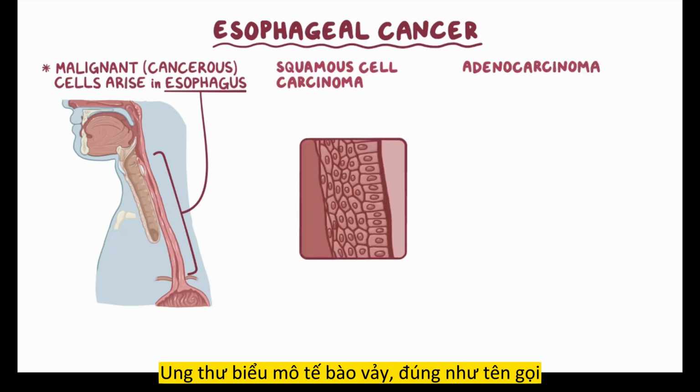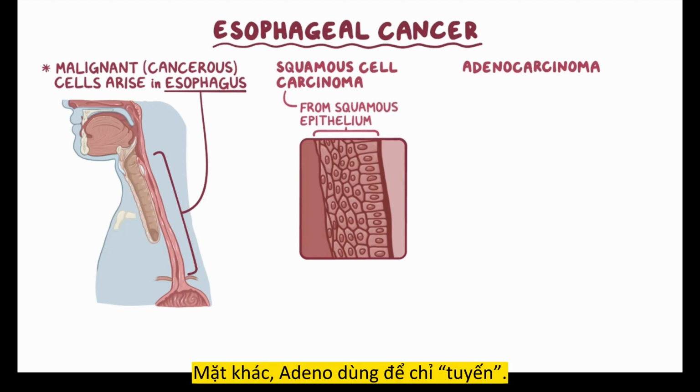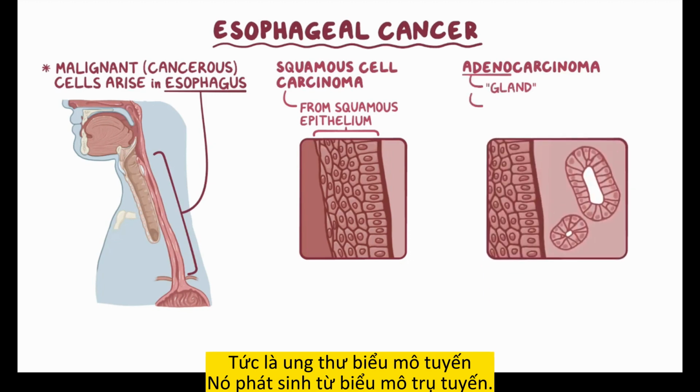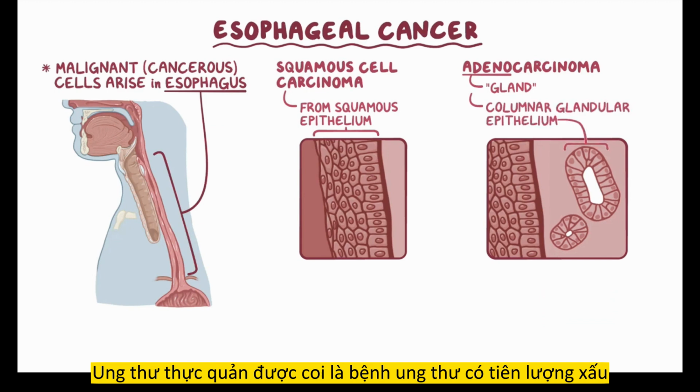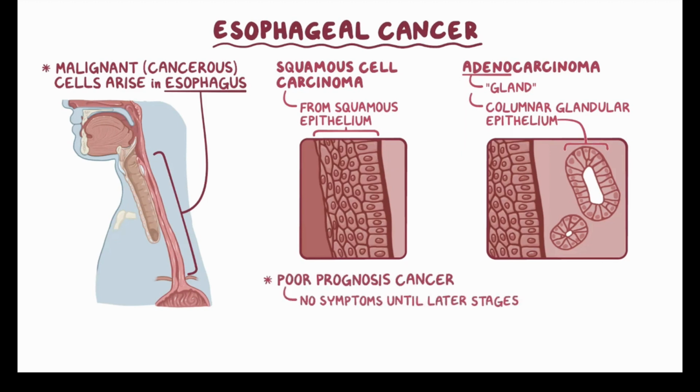Squamous cell carcinoma, as you can tell by its name, arises from squamous epithelium. On the other hand, adeno means gland, so adenocarcinoma arises from columnar glandular epithelium. Esophageal cancer is generally considered a poor prognosis cancer because it doesn't cause symptoms until later stages.